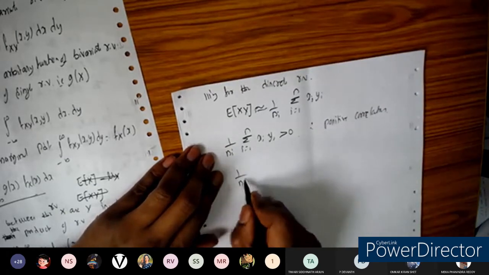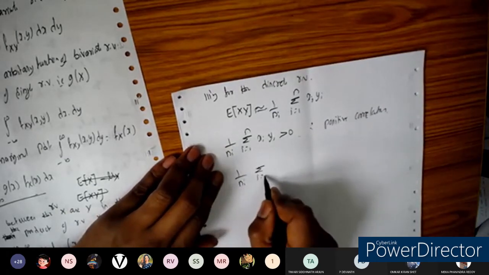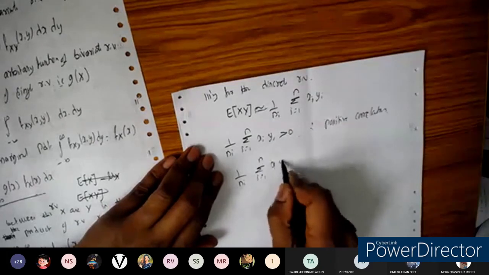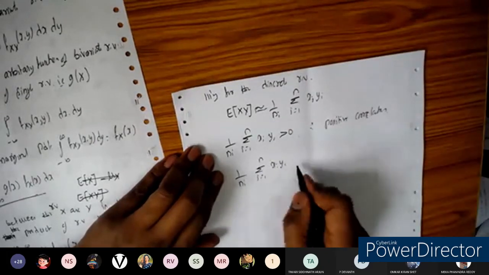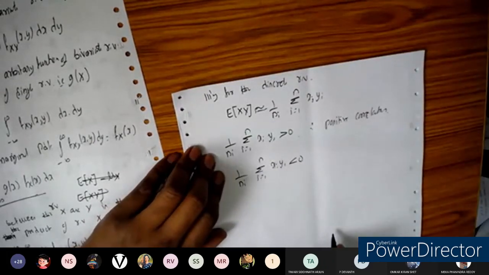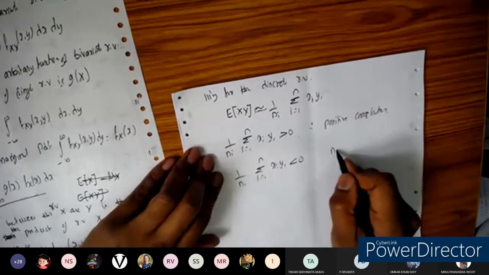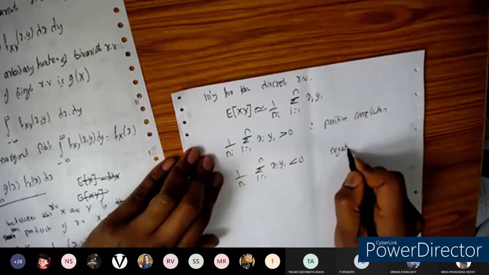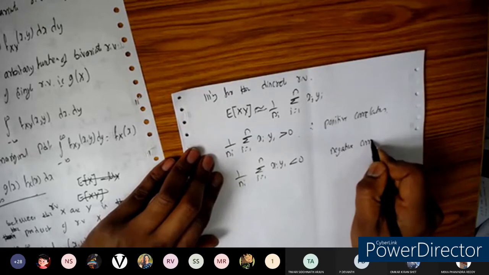Similarly, if the summation i equals 1 to n of xi into yi is less than 0, we are going to call that a negative correlation.